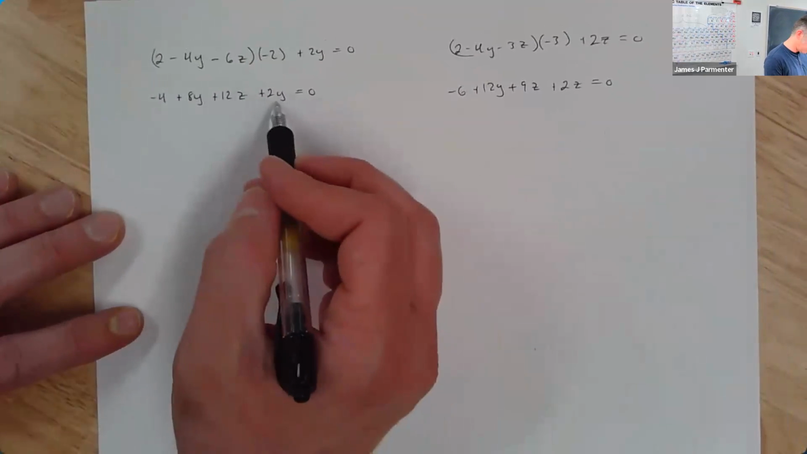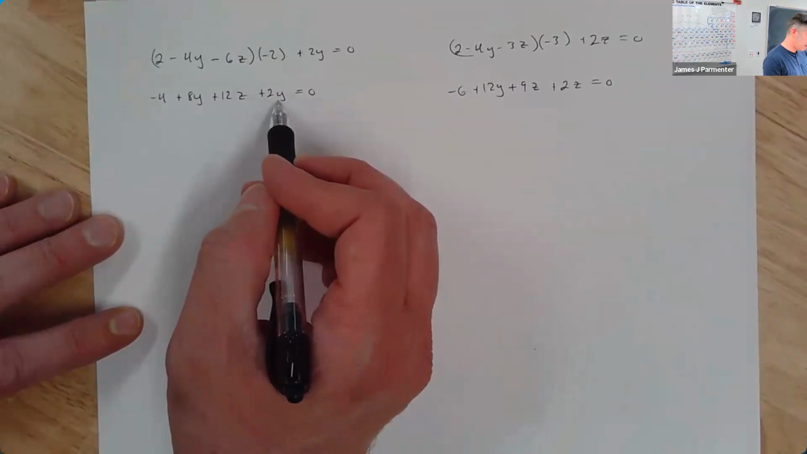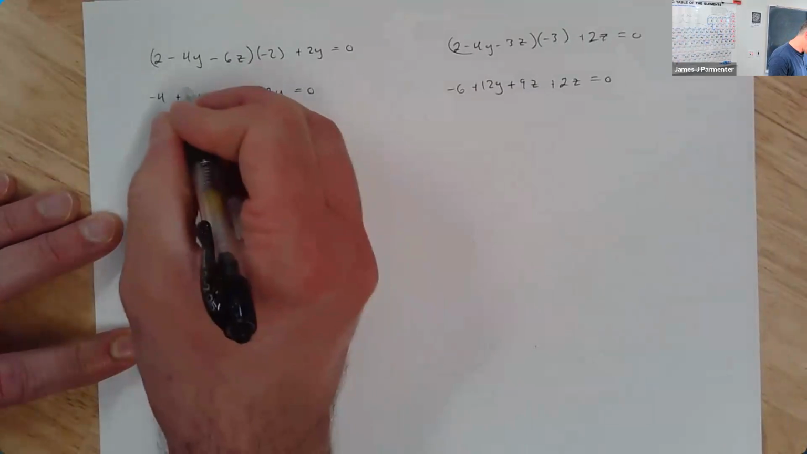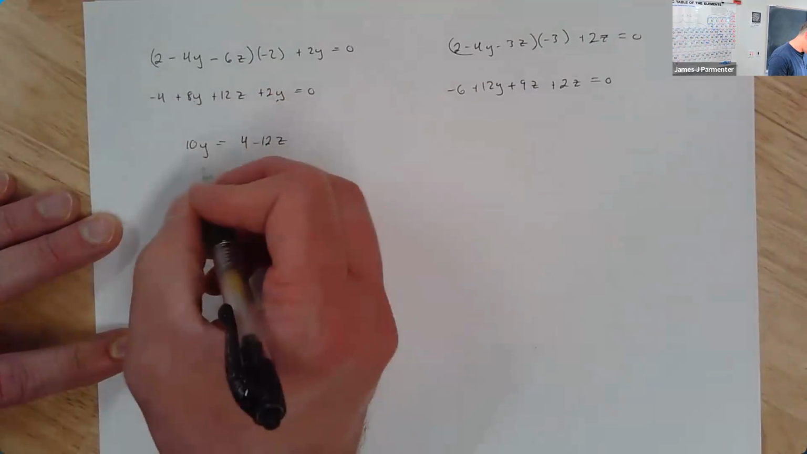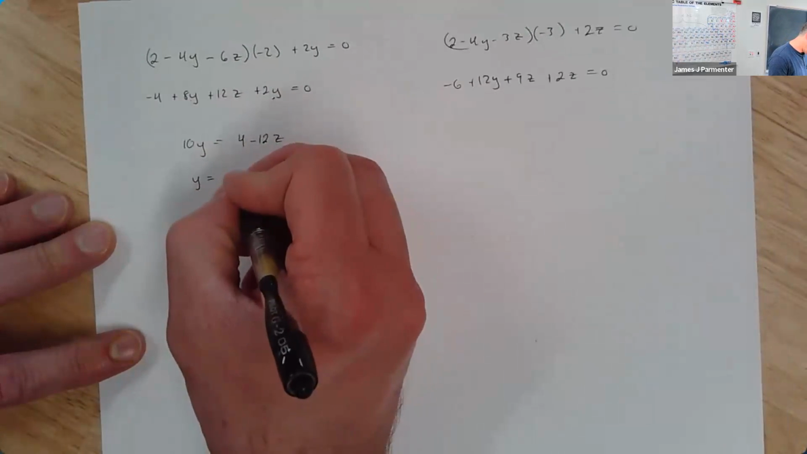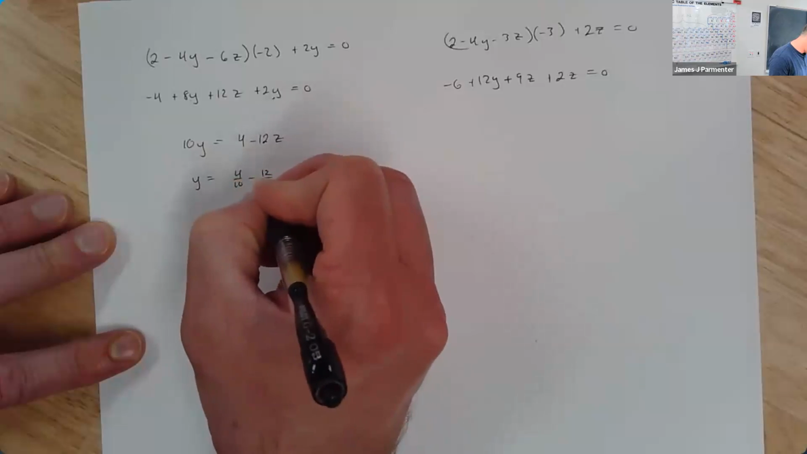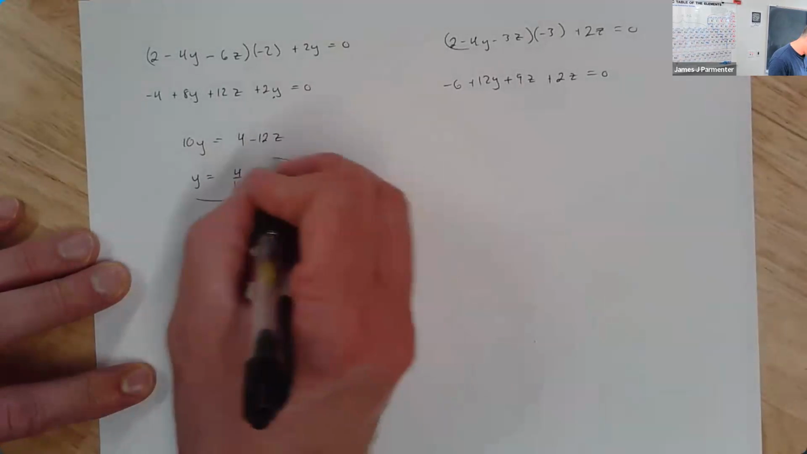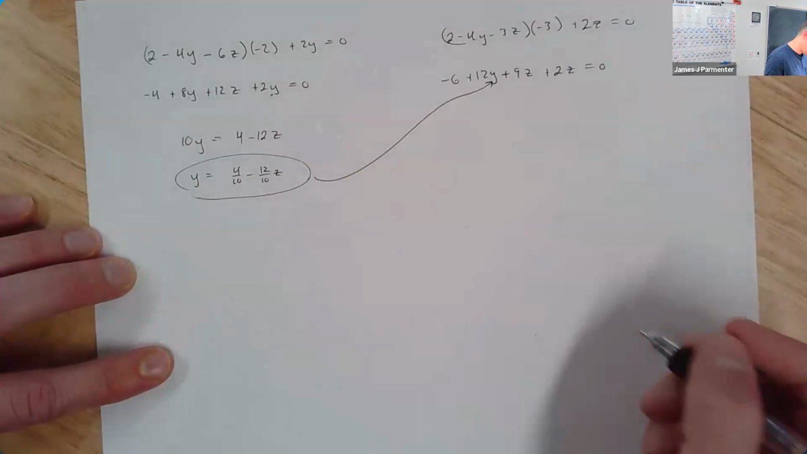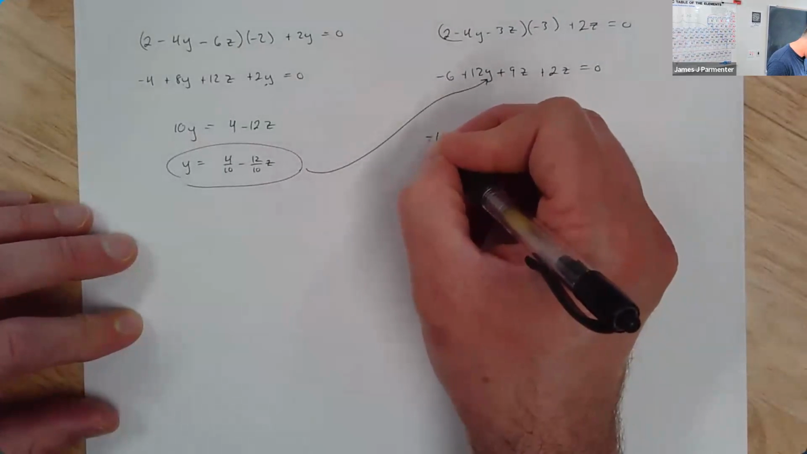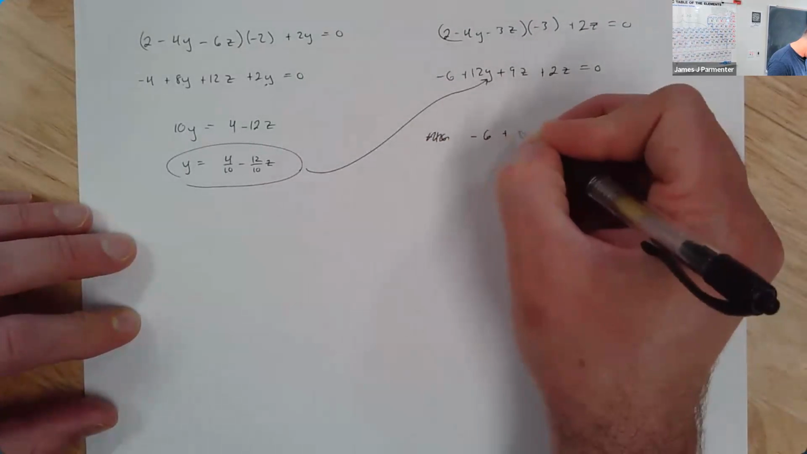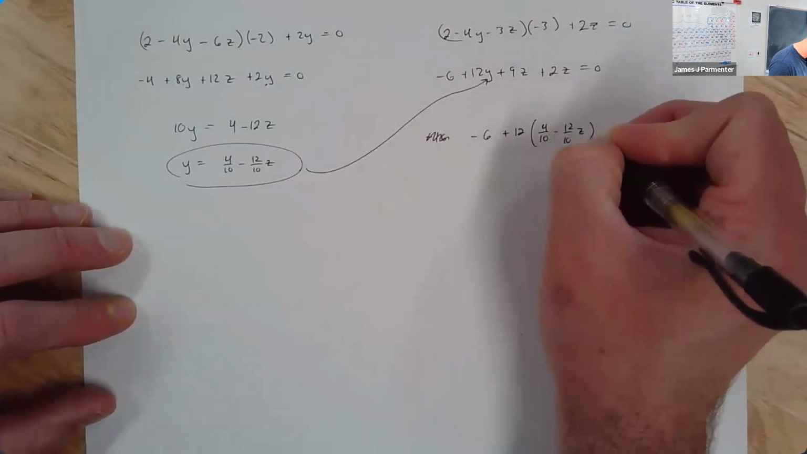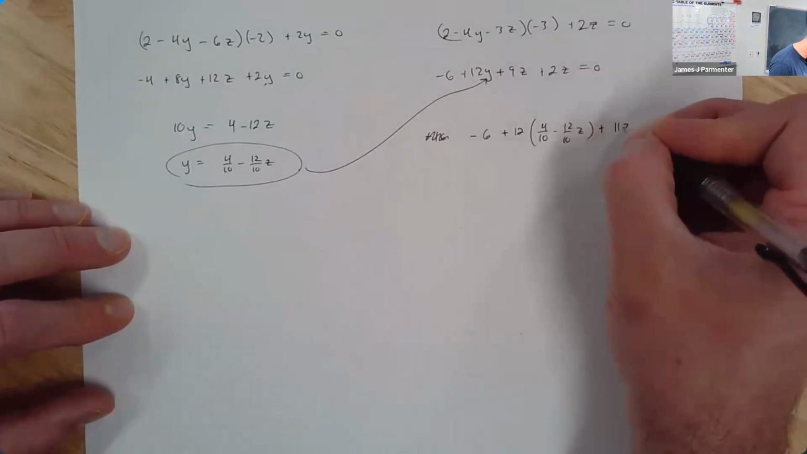So I'm going to take this equation, I guess, and solve for y. So 8y plus 2y is 10y. I'm going to add 4. I'm going to subtract 12z. So then y is equal to 4/10 minus 12/10 z. You can use decimals, I guess. I'm not a decimal kind of person. And I'm going to take that and substitute it in for y right there. And I've got -6, plus 12 times 4/10 minus 12/10 z, plus 9 plus 2 is 11z.